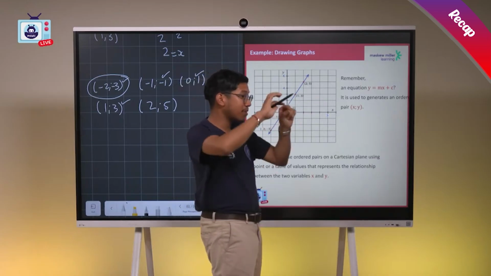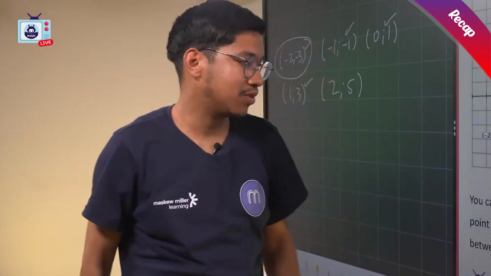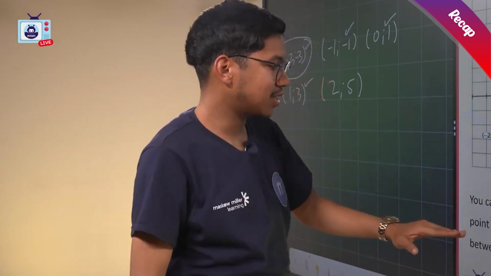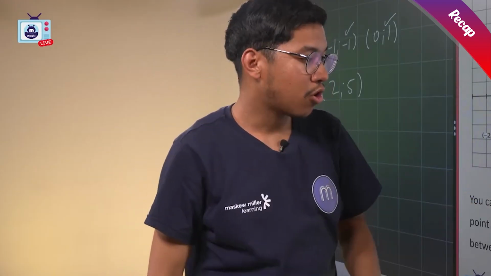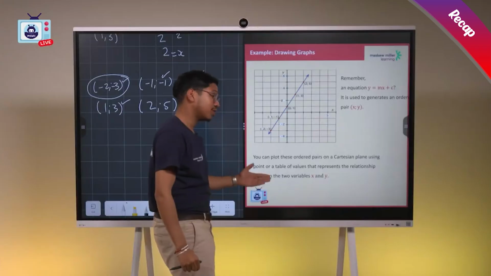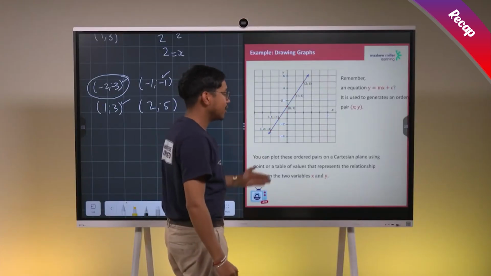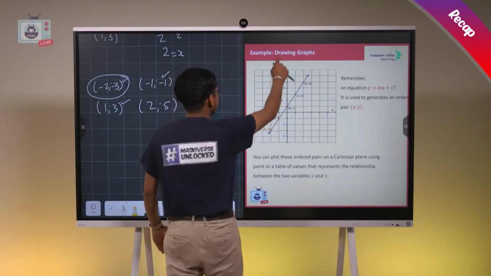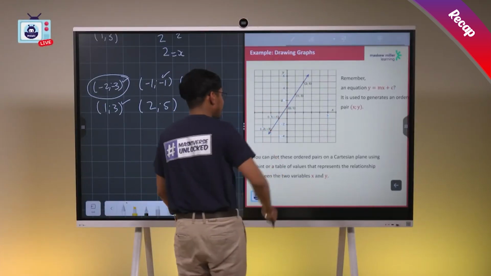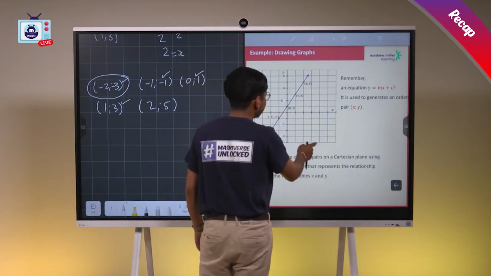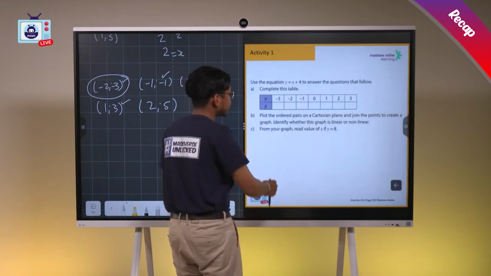I can see it's forming a line once I connect these dots over here. All right, so it says there, you can plot these ordered pairs on the Cartesian plane using a point or a table. So we've used a table to substitute the x values into the equation to give us the corresponding y values. Okay, so we don't have much time left. That is how we draw points.